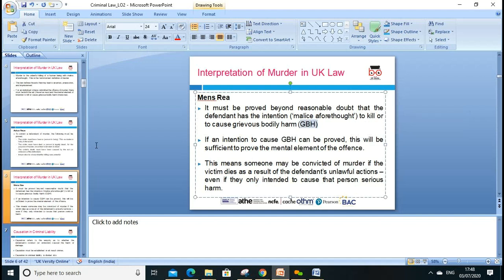GBH. If the intention to cause GBH can be proved, this will be sufficient to prove the mental element of the offense. This means that someone may be convicted of murder if the victim dies as a result of the defendant's unlawful actions. We discussed, for example, if somebody asks you to give a painkiller, can we give the painkiller?